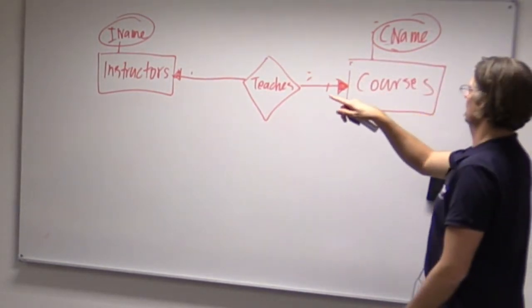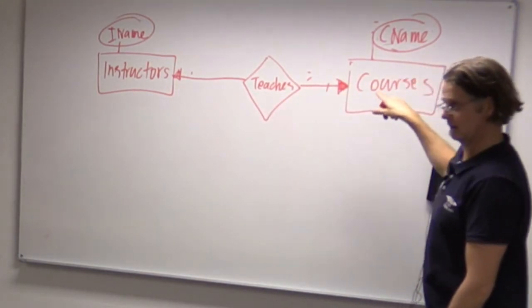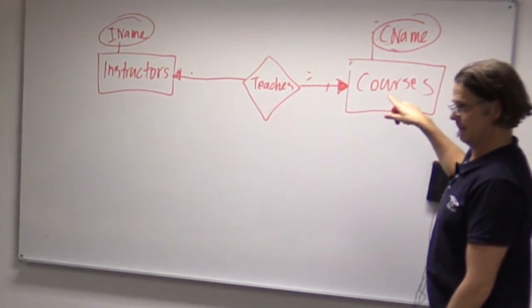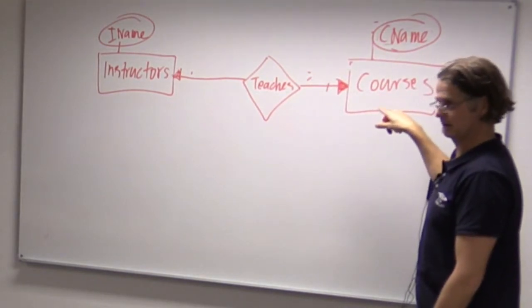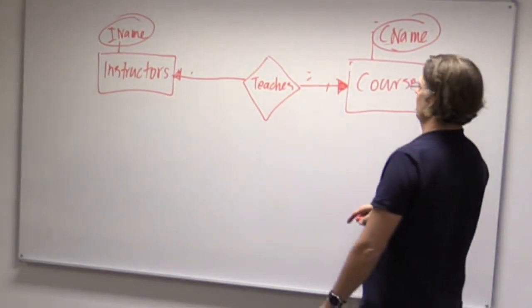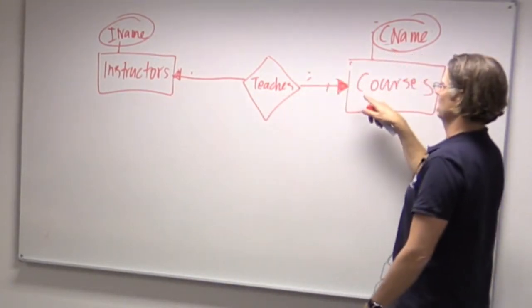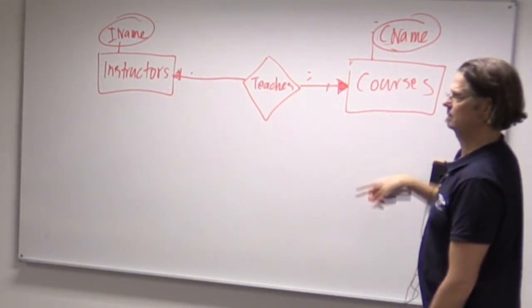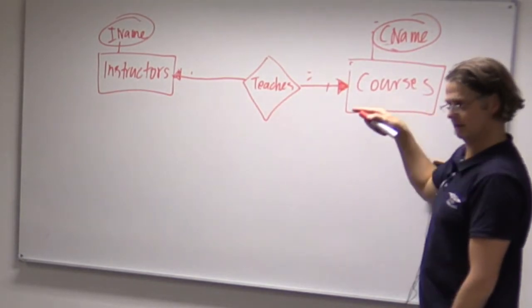The same instructor can be teaching different courses, but the same course might not have more than one instructor. So the relationship is that the instructor is teaching a course, 0 or 1, and the other way around.